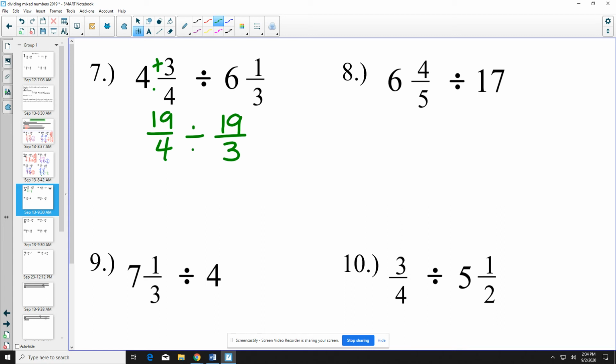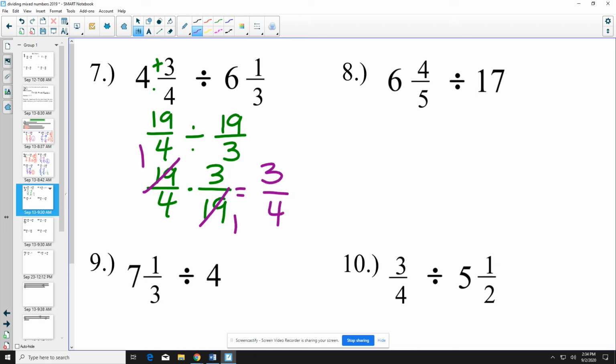Okay, let's see how we did. So see if you made it 19/4 times 3/19. Yes, you can cancel the 19s. 19 goes into 19 once, 19 goes into 19 once. When you multiply across, 1 times 3 is 3, 1 times 4 is 4.